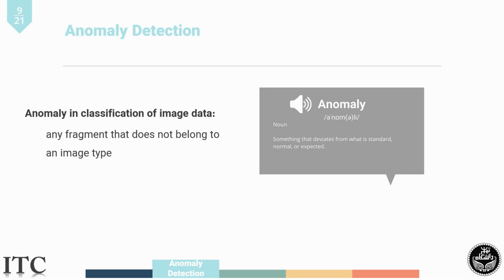In image format identification, any fragment that does not belong to an image file type is anomaly. Therefore, an anomalous fragment can belong to any other file formats. For example, it can be a fragment of an audio, a video, or text, or exe file, anything that comes into mind.